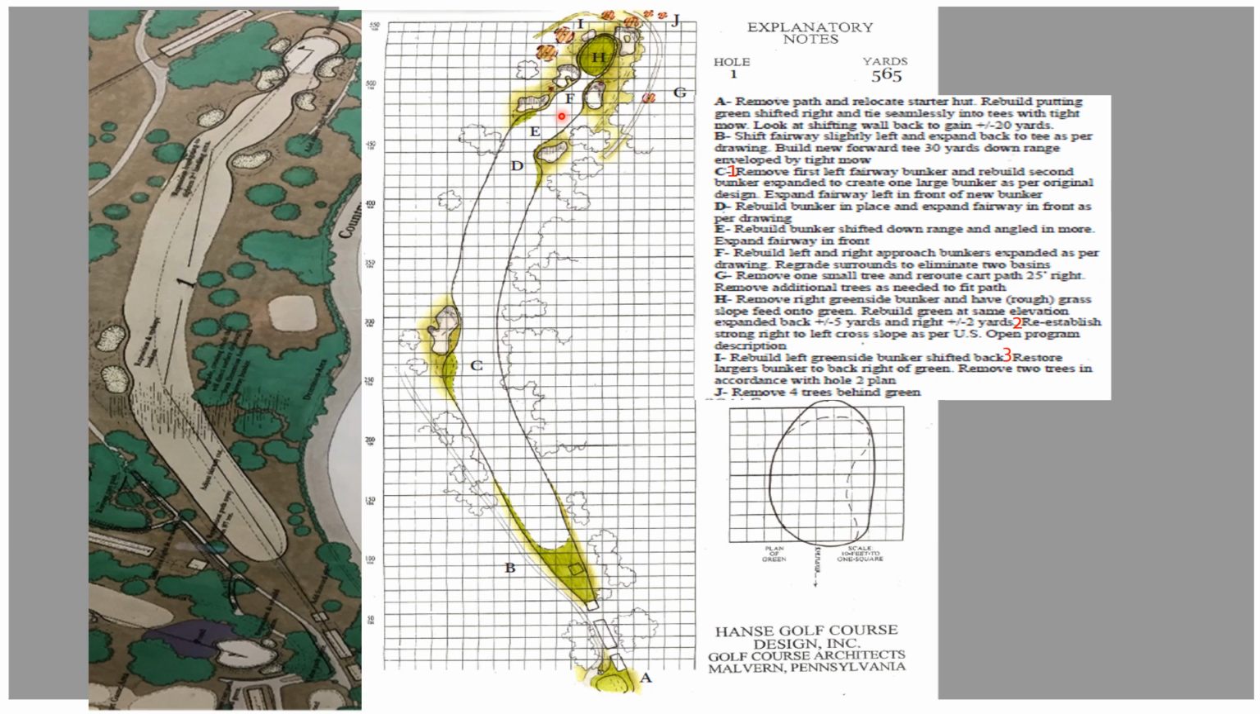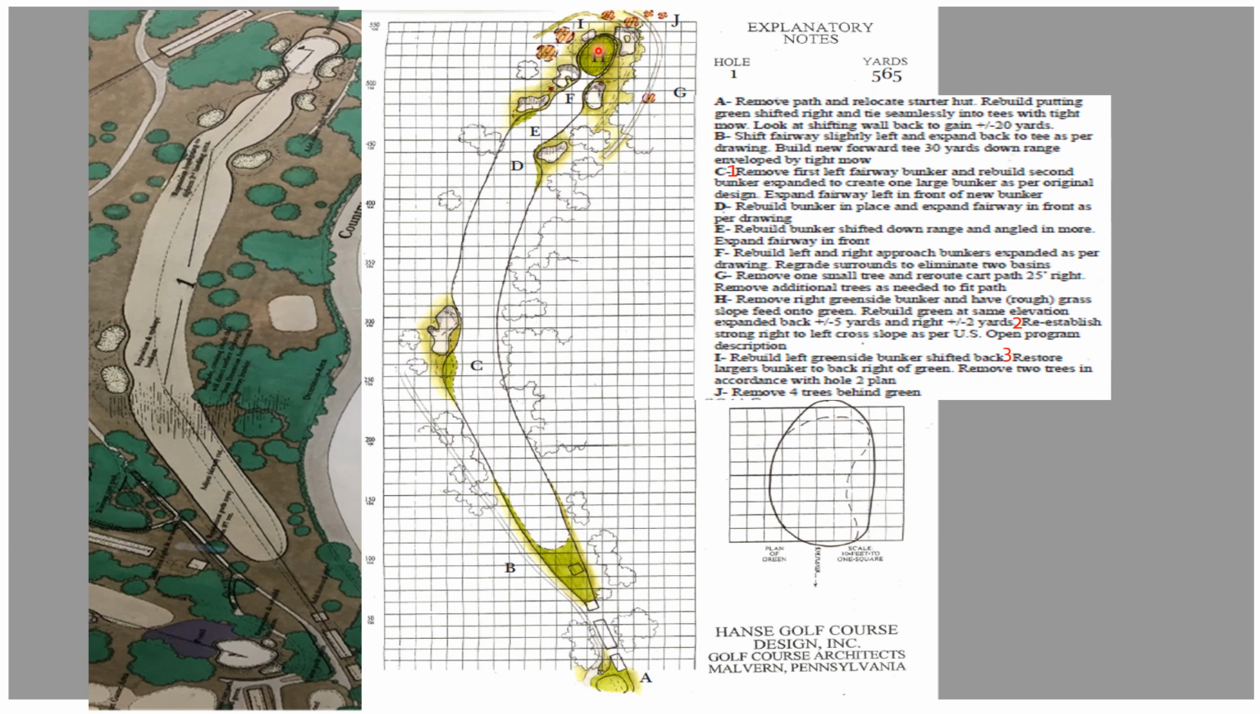Most of that's not original because again, most of the greens used to be drained a little bit differently. You didn't have USGA greens, you didn't have such steep bunkers. So it's going to grade this front in a way to where the water will shed off naturally and not kind of drain into these basins that we currently have. G, remove one small tree and reroute cart path 25 feet to the right. Remove additional trees as needed to fit the path.